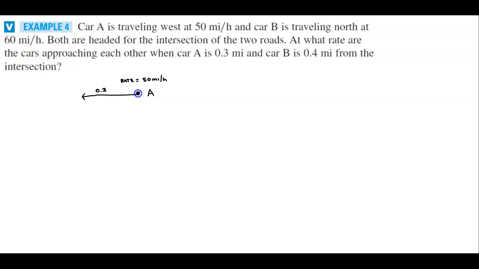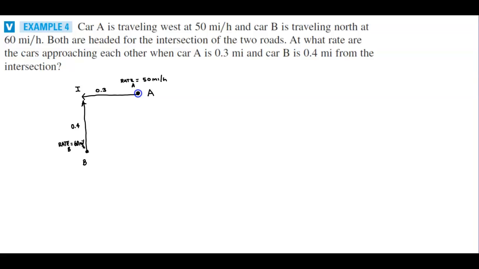And then we have car B, which is traveling north. And that car is 0.4 miles from the intersection, since this is the intersection here. And we know that the rate, and I'm going to use lowercase b here, and this is A. We know that the rate for car B is 60 miles per hour.